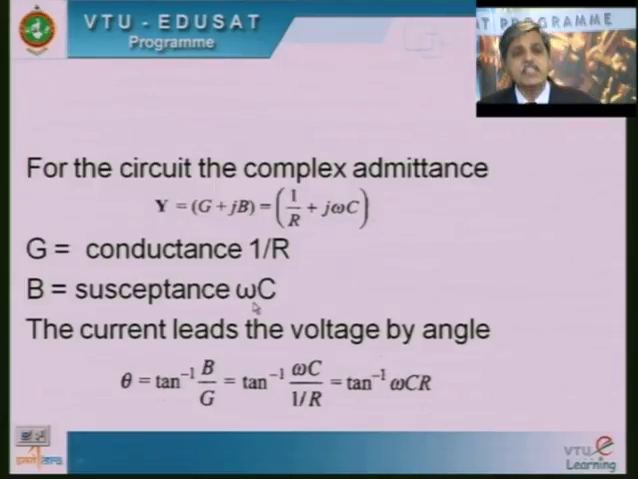Now in this case, because the capacitance is present in the circuit, the current will lead the voltage by an angle of theta. Theta is given by tan inverse B by G. See here, when you draw the phasor diagram for this, again I will be taking the voltage as reference quantity. Now as per this equation for the phase angle, theta is equal to tan inverse omega CR. So the angle also depends upon R and also depends upon C here.